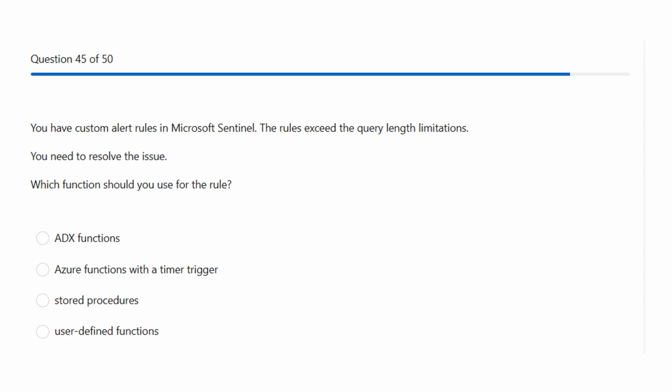Question 45. You have custom alert rules in Microsoft Sentinel. The rules exceed the query length limitations. You need to resolve the issue. Which function should you use for the rule? A. ADX functions. B. Azure functions with a time trigger. C. Stored procedures. Or D. User-defined functions.